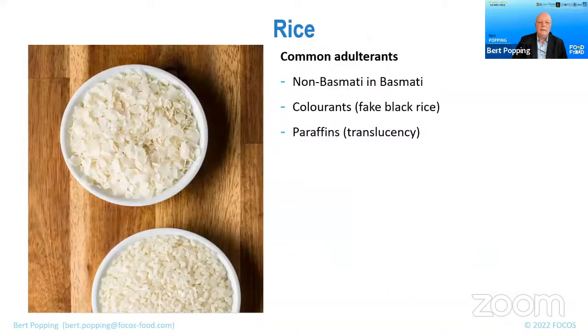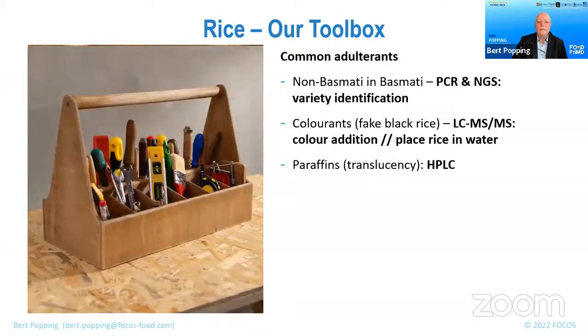Now for rice, I already mentioned the non-basmati and basmati rice. We have sometimes colorants that are used for fake black rice, or paraffins for translucency. So for the basmati, non-basmati, you can use PCR or next generation sequencing, and as I pointed out, also NIR. For colorants, you can use LC-MS, and for paraffins, you can use HPLC.